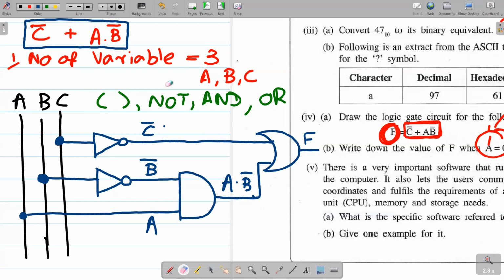Anyone who is copying the diagram from the board? Anyone? Okay, seems no one is copying now. So I'm moving to the second part.